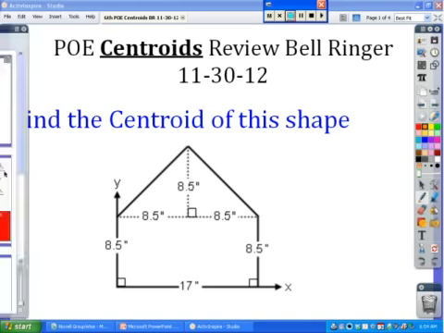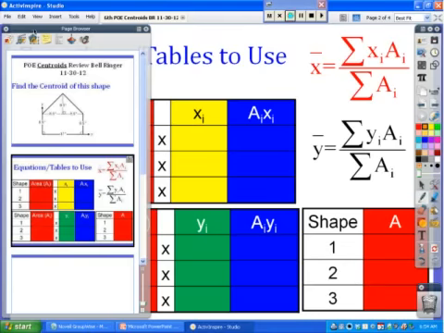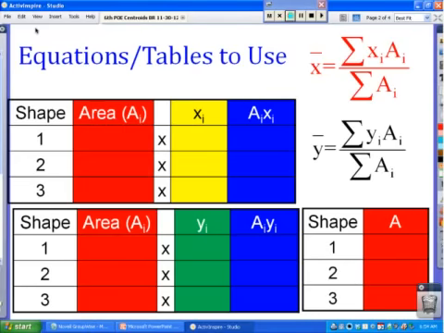First thing we need to remember is that right off the bat, we need to fill in our tables before we can end up using the different equations that you see over here. Remember that x bar stands for the x portion of the centroid, the direction that goes left and right. The y bar is the y portion of the centroid. That's the one that goes up and down.